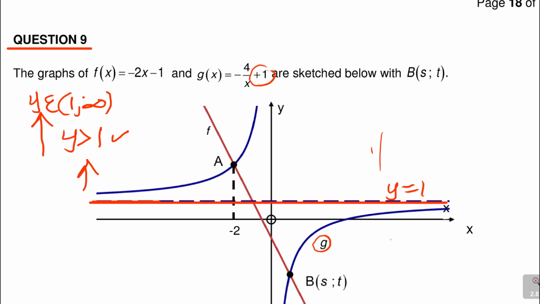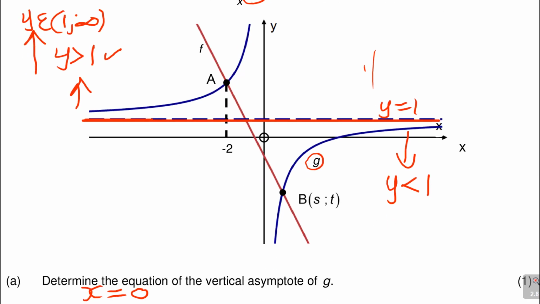So y is greater than 1, but look here, it's going down. Here y is less than 1 because this is still the same graph. Remember, this graph is going up and the graph has got the second quadrant, which is going down. And then even here you can write it as y is an element of negative infinity up to 1, because the negative infinity is down there. But this is the best. So y is greater than 1 and y is less than 1.